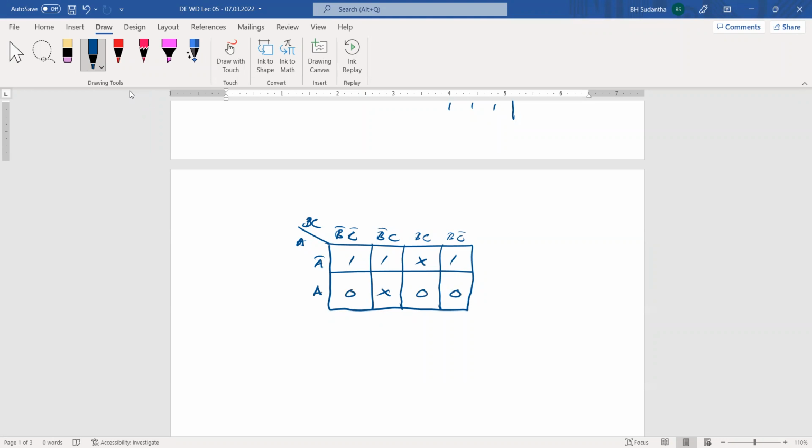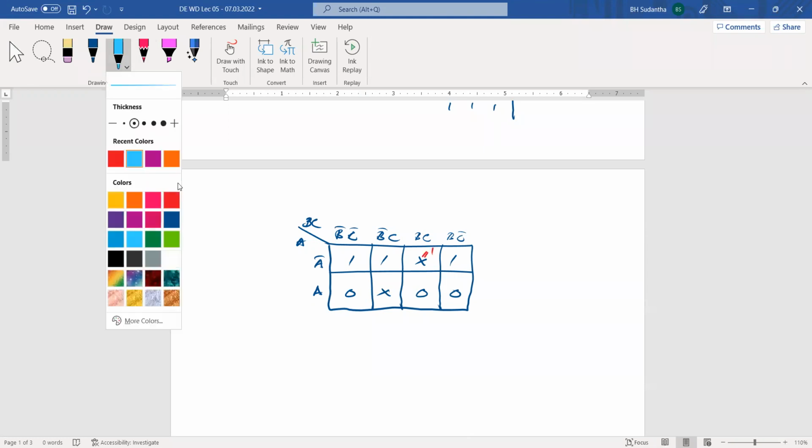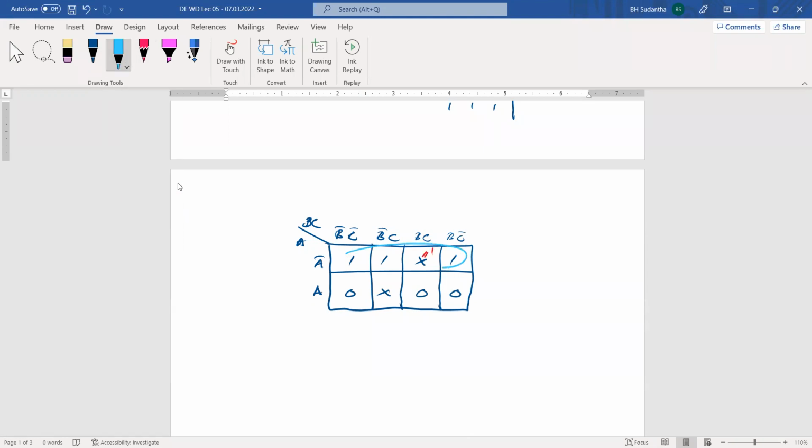Okay. Now you want to minimize this map. Then if you consider this X as 1, what can we do? We can make a group like this. Then we have this single group. This is A bar. Otherwise we have to make two groups here. But using a single group, we can minimize this one, this A bar.